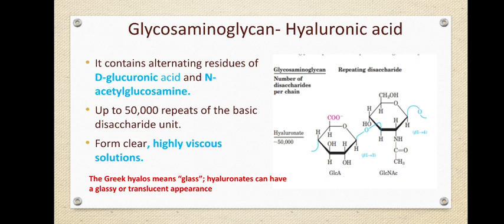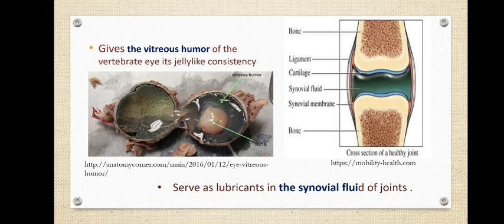And this hyaluronic acid gets its name because in Greek, hyalos means glass. So hyaluronic acid has a glassy or translucent appearance. That's why this particular carbohydrate is called hyaluronic acid. Now where do you find it? You find it in the vitreous humor of the vertebrate eye, and it has a jelly-like consistency. So this hyaluronic acid composition gives the jelly-like consistency to the vitreous humor.